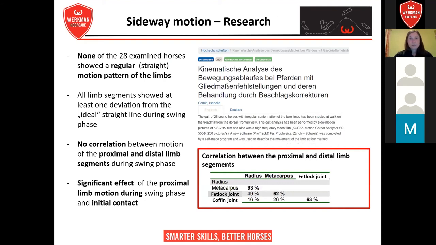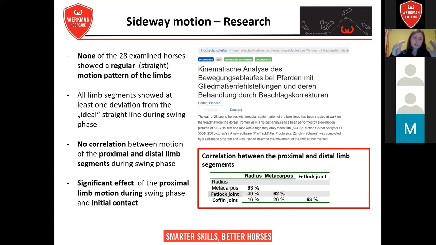There was a very nice research, again, from a German group. I'm sorry, but there are some English publications to it. They examined 28 sound horses, checked the limb conformation, and then correlated the limb conformation with the motion during swing and stance phase. The first statement was that none of the 28 examined horses had a regular straight limb conformation. So it's very rare that you have a straight limb conformation.